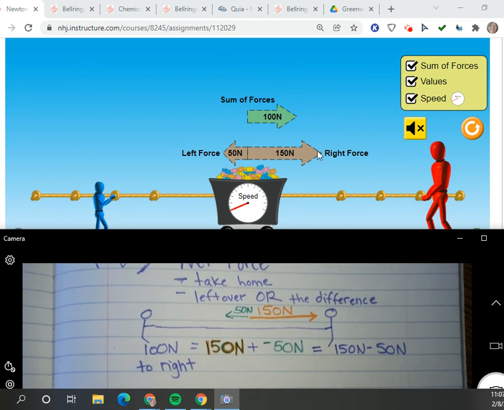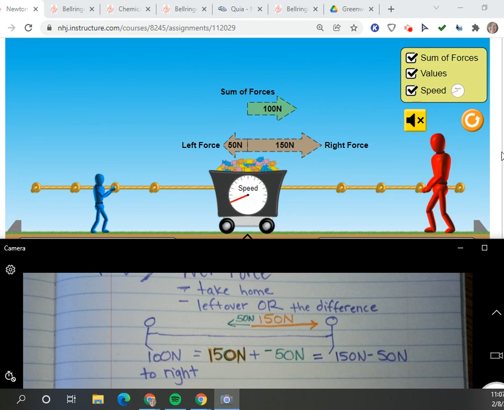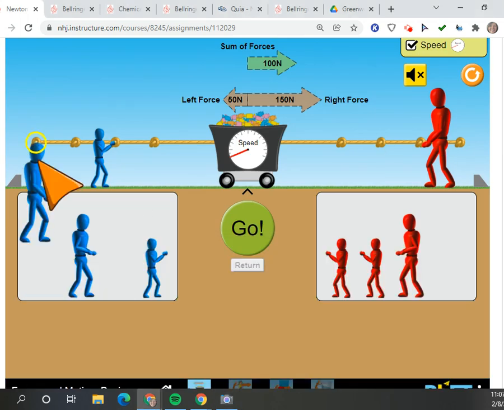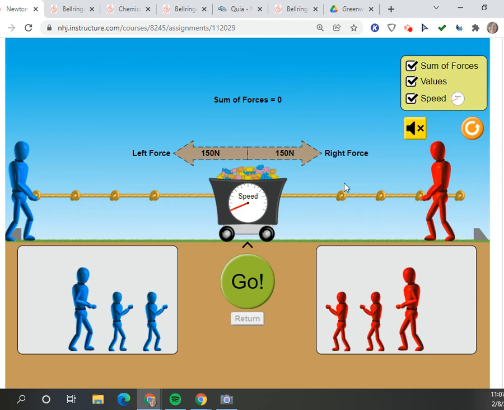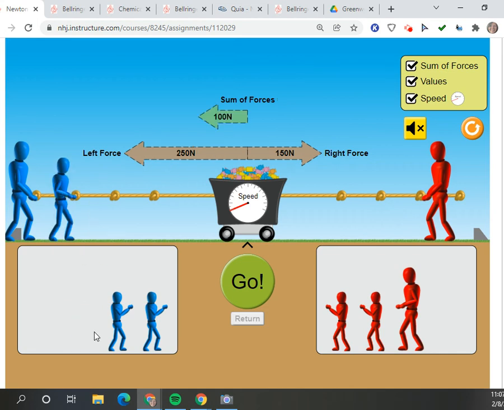Okay. All right. So if we look at our scenario here, if I change and put 150 versus 150, what do you notice about the sum of our forces? Zero. So in this tug of war, who's going to win? Nobody. There's no movement because these are balanced forces. Okay, only with an unbalanced force am I going to get movement. So we want to keep that definition in mind.